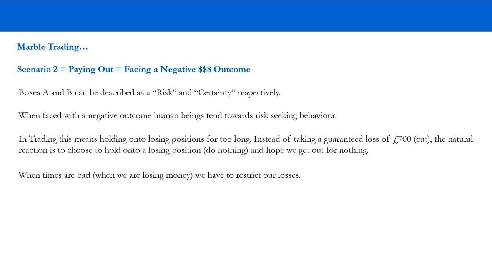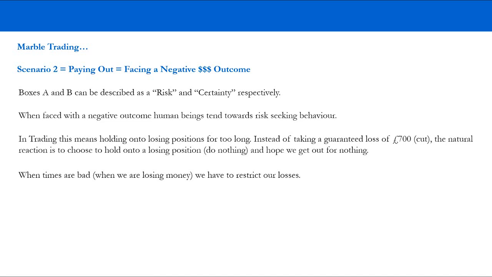And if we think about this in the same way as we looked at it before, the boxes haven't changed. The risk-adjusted payoff of box A is 750, and the risk-adjusted payoff of box B is 700. And if you put your hand in box A, you're essentially taking risk. And if you put your hand in box B, it's certain. The outcome is you have to pay me 700.